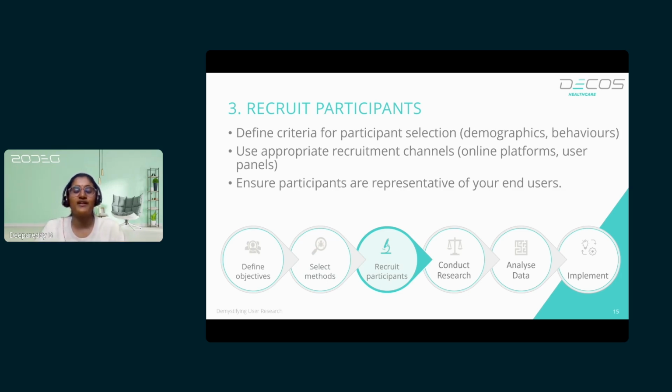So we use appropriate recruitment channels, like online platforms or user panels, to find the participants who fit your criteria. It is essential to ensure that your participants are representative of your end users, to capture a comprehensive view. Why? Because if you're asking accountants about the working conditions of an emergency room, they are not the right people to ask about the working conditions of an emergency room in a hospital. So we have to choose the most appropriate participants, who actually represent your target group.